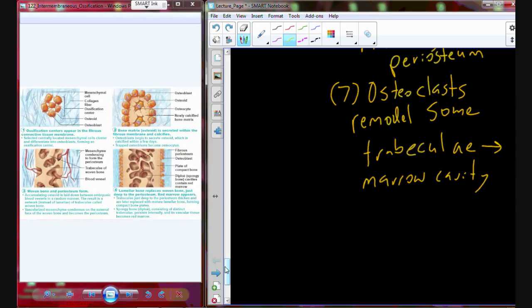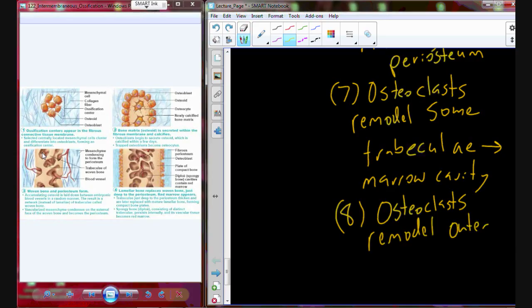Okay, so osteoclasts remodel some trabeculae, and the marrow cavity begins to form. They basically begin to rip away some of the trabeculae, reorganize it, and we end up with larger and larger spaces. And so we begin to form a marrow cavity. We also have osteoclasts remodeling, especially for the outer trabeculae. And the process goes in the other direction.